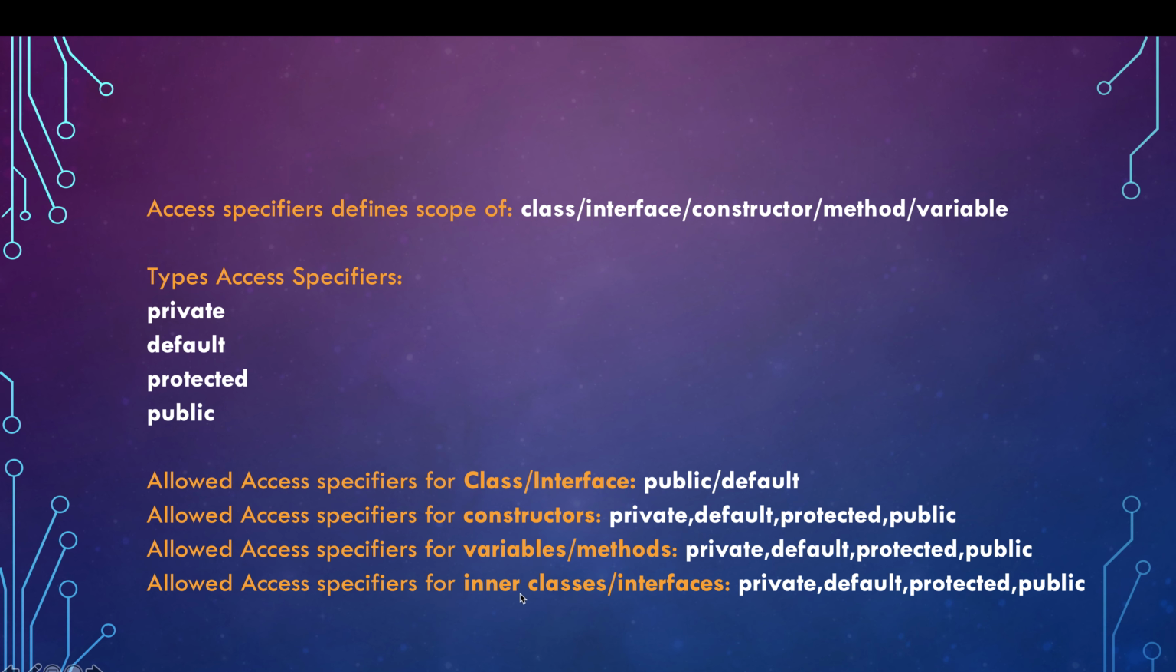For inner classes or interfaces, all four are applied. See here, there is a difference. For a class or interface, the only access specifiers, not the only, but there are two access specifiers we can apply on a class or interface, which are public and default.